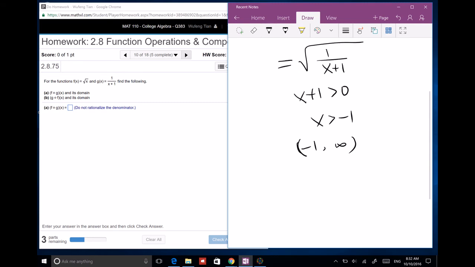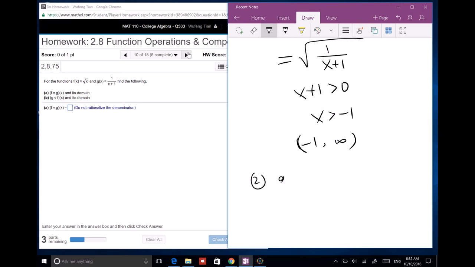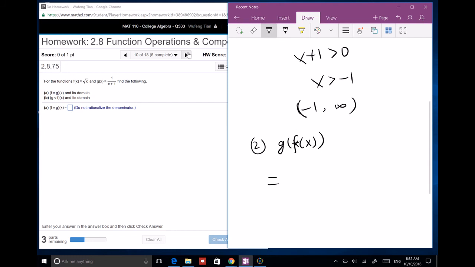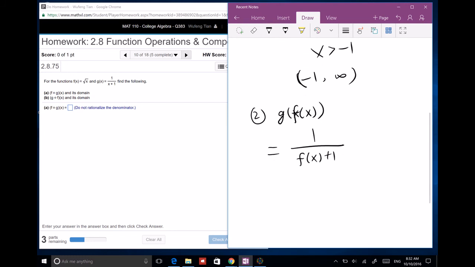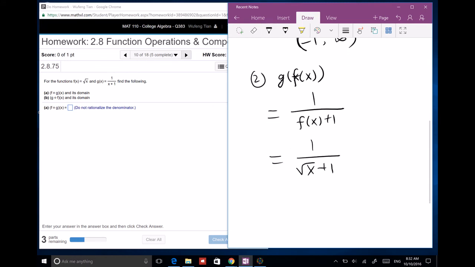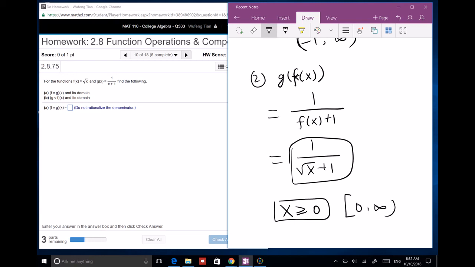Just parentheses. Second question, g of f(x). g(x) is 1 over x plus 1, so it's 1 over f(x) plus 1. f(x) is given, so it's 1 over square root of x plus 1. This is the answer, and for the domain, x under the square root cannot be negative, so x is bigger than or equal to 0. So it's 0 to infinity. This x can be 0.